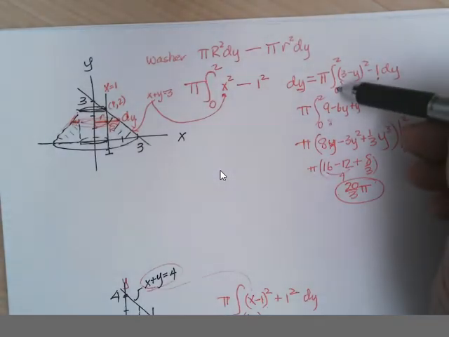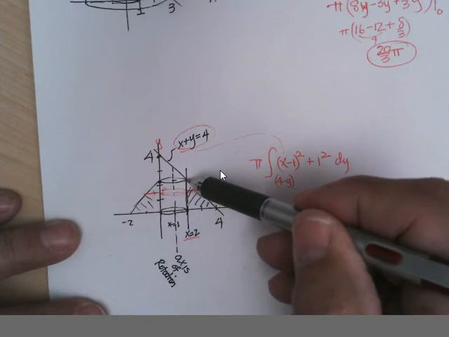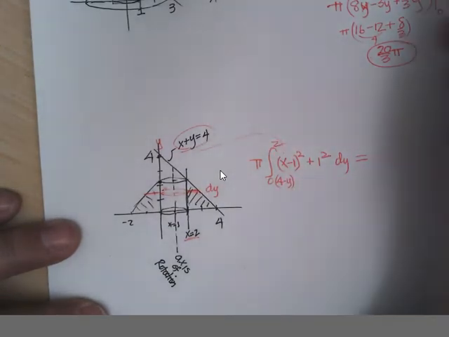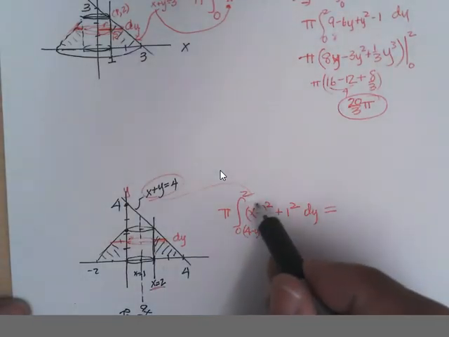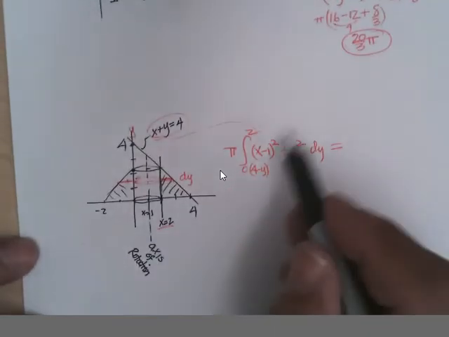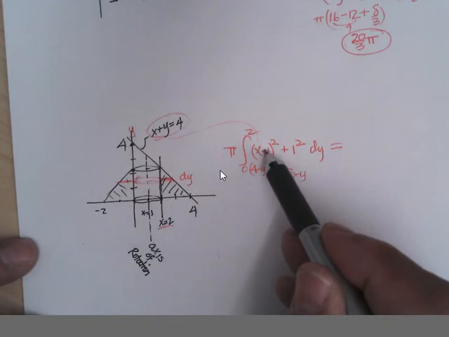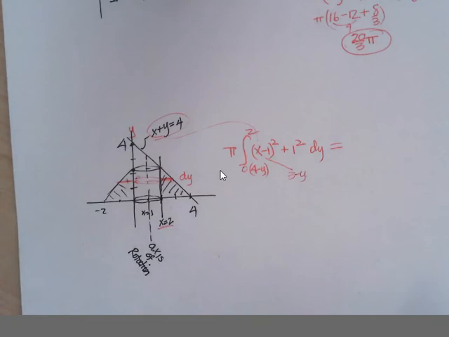Are the limits the same? Well, y is going to start at 0 and go up to 2. So this turns out to be the same integral problem as we had before. 3 minus y is what would replace x minus 1. Because 4 minus y minus 1 becomes 3 minus y. Quantity squared. So we'd get the same answer.